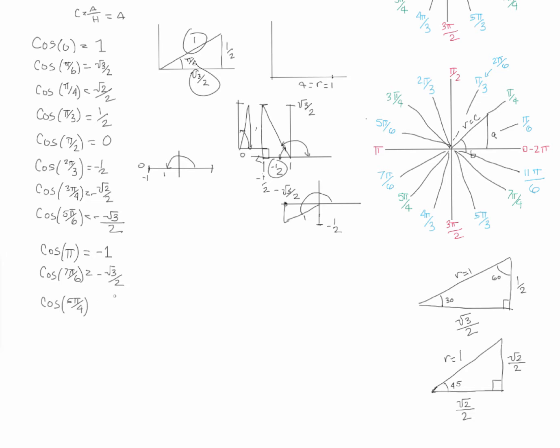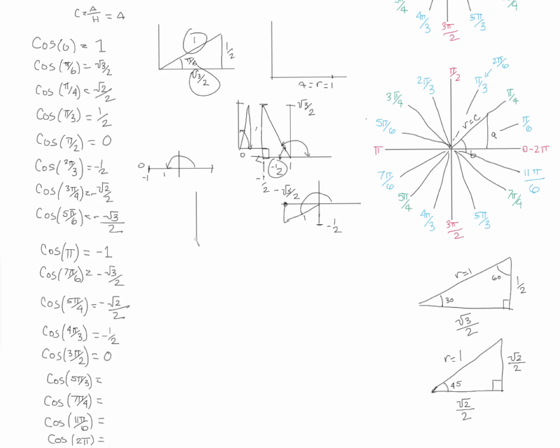And for the cosine of 5 pi over 4, we similarly have negative root of 2 over 2. Cosine of 4 pi over 3 is negative 1/2. And, of course, cosine of 3 pi over 2 is 0. Cosine of 5 pi over 3, let's finish these off, and then we'll draw these.